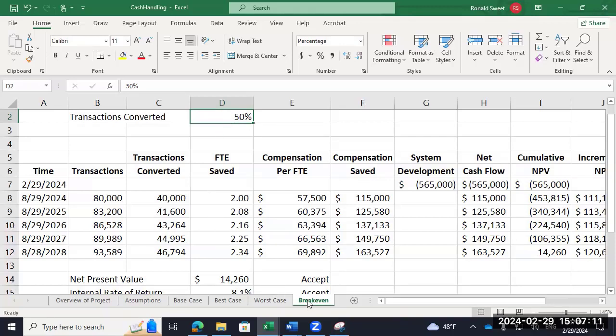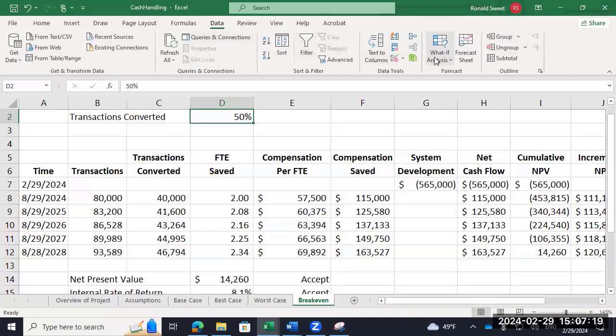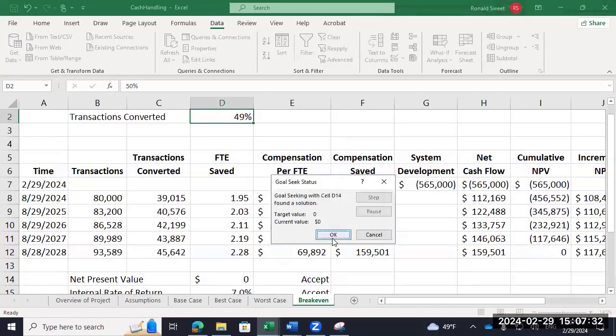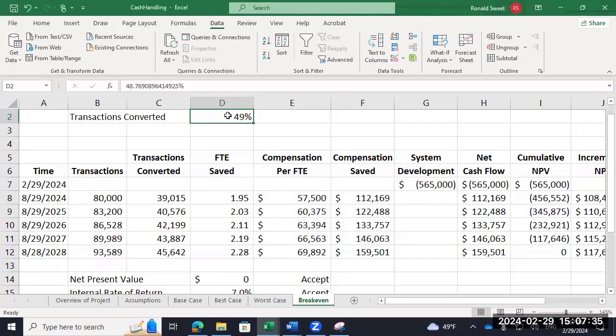Right. So the definition of break-even is what assumption for transactions converted would give us a net present value of exactly 0. So here I'm going to do data, what if analysis, goal seek. If y'all use goal seek, it's a powerful tool. So what do we want? We want to set the net present value equal to 0 by changing the conversion. And there it is. If we can convert at least 48.77% of our transactions, this project makes sense. Our worst case was 50%, so the worst case is just barely above the break even.